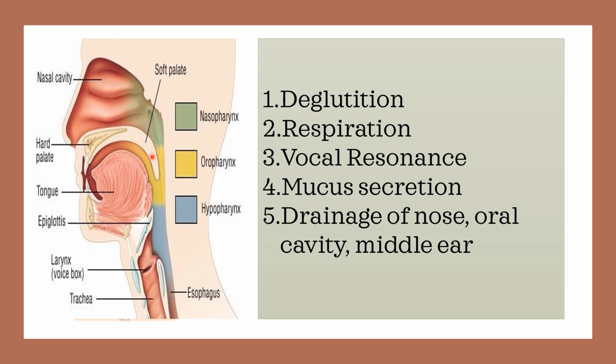Then we have the oropharynx. The oropharynx is located behind the mouth, from the soft palate to the level of the hyoid bone, this yellowish part. And then we have the laryngopharynx. It starts from the level of the hyoid bone and opens into the esophagus. So infection of this nasopharynx is much more common. And what are its functions? It helps in deglutition, respiration, vocal resonance, mucus secretion, and drainage of the nose, oral cavity and middle ear.